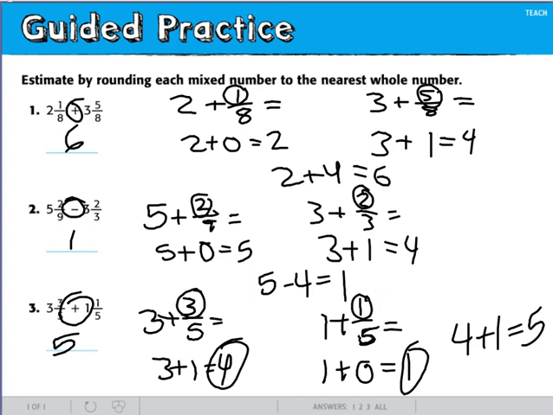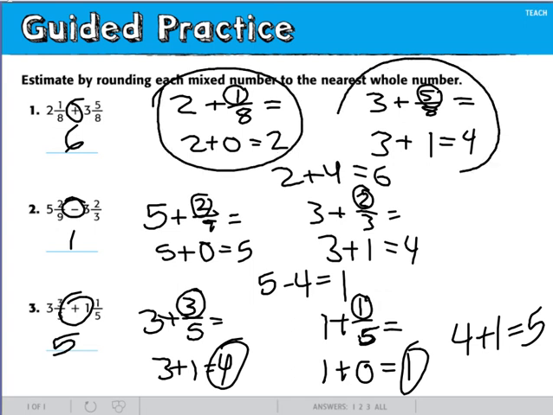I want to see how you rounded your fractions. If you do not show me how you rounded your fractions, you are not going to get credit for doing your work. Okay? Rounding the fractions is going to be the hardest part of what you're doing. I want to see you do it.